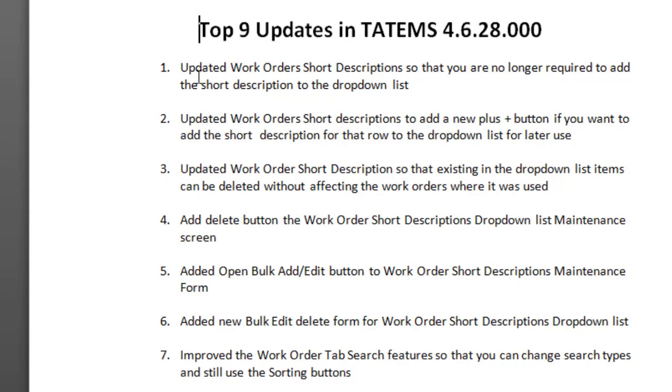4.6.28.000. So the first one, and this one goes through quite a few things that we did here, relating to the short descriptions in TATEMS work orders. So we updated the work order short descriptions so that you're no longer required to add the short description to the drop-down list. So let me show you how that works.